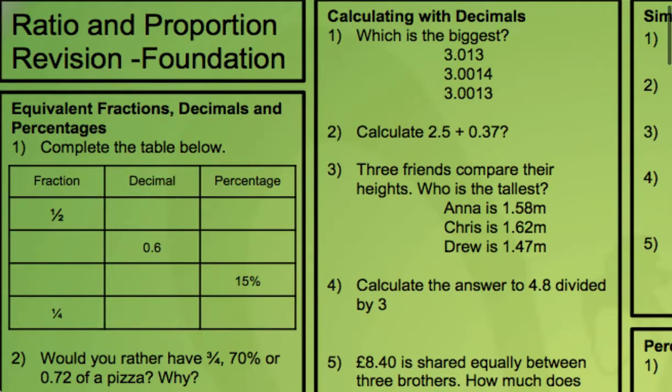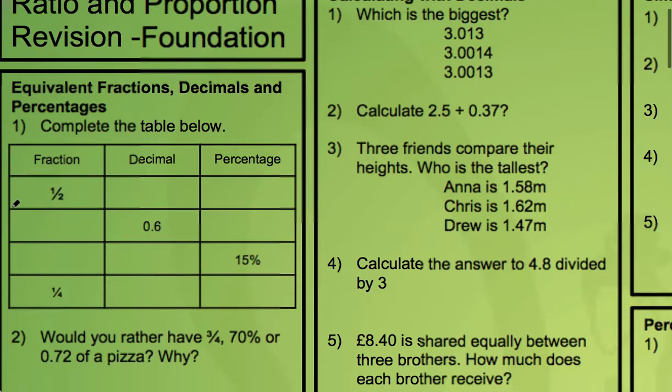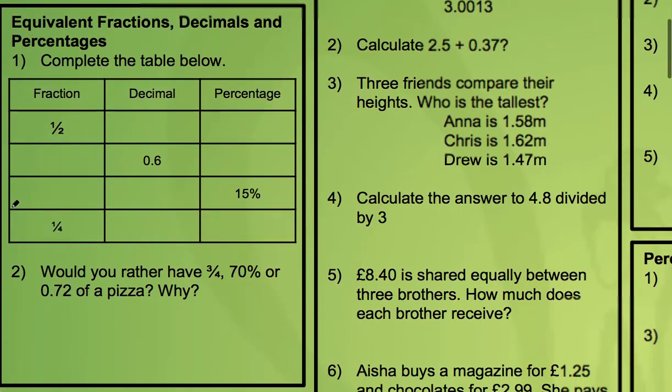So firstly, equivalent fractions, decimals and percentages. Completing the table below, we have a half is equivalent to 0.5, 50%. 0.6 as a fraction is 6/10. Don't get confused with 0.6 recurring, which would be 2/3. So that is 60%.